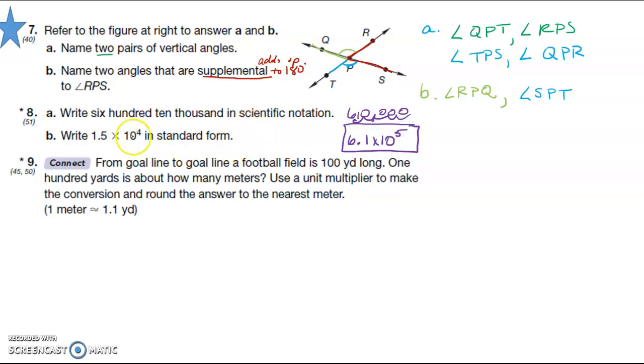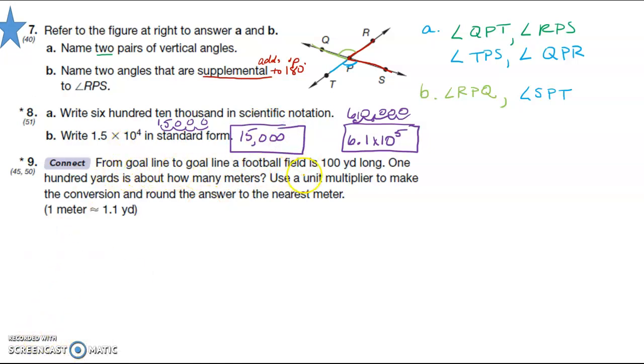For B, it says write 1.5 times 10 to the 4th in standard form. So I have 1.5, 1, 2, 3, 4. So that's 15,000 is my answer.